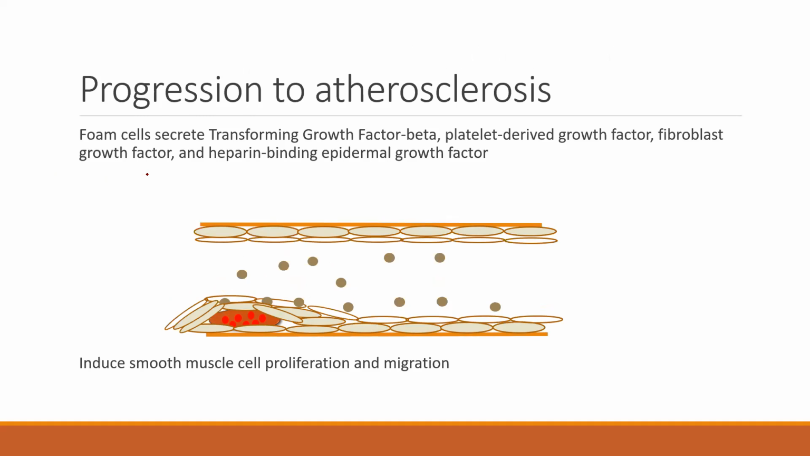So the foam cells and the overlying endothelial cells now start to secrete various types of growth factors. The foam cells secrete these 4 main growth factors: transforming growth factor beta, platelet-derived growth factor, fibroblast growth factor, and heparin-binding epidermal growth factor. Now, the fact that you're seeing growth factor, growth factor, growth factor should tell you that these proteins bind to members of the receptor tyrosine kinase family. So these are rather profound signaling proteins.